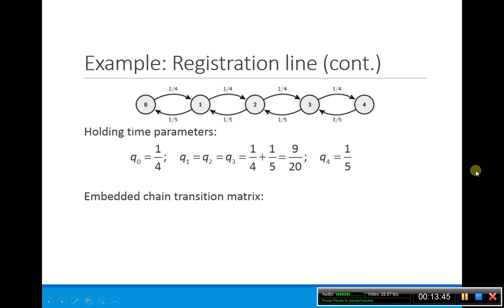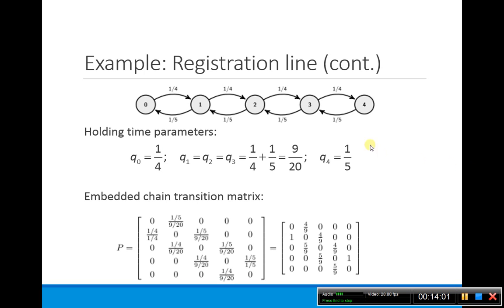So using these, we can talk about our embedded chain transition matrix. This is the probability of going from, let's say, 0 to 1, the probability of going from 1 to 2 or 1 to 0, etc. These are our transition probabilities, so each row has to sum up to 1. Notice we can only go from 0 to 1, so this should be a 1, and it is because we take the rate at which we go divided by the sum of all the rates. We have 1/4 over 1/4.